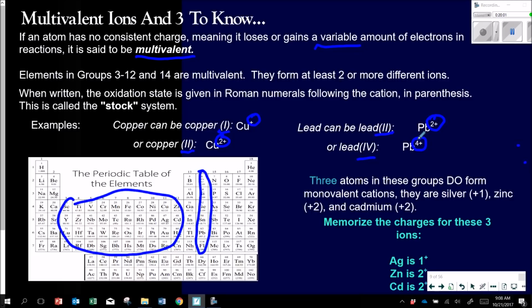There are 3 atoms, however, in these groups that do not form multivalent cations. They form monovalent cations, and they are silver, zinc, and cadmium. You have memorized those before, but as a reminder, zinc is +2 over here, cadmium is +2, and silver is +1. Make sure that you memorize those.